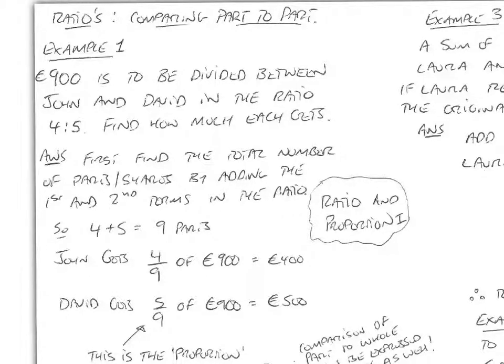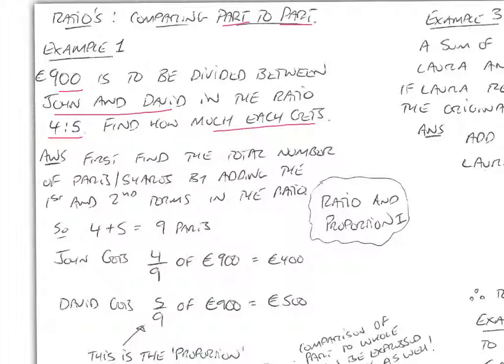So let's start by looking at ratios where we compare part to part. If we have a sum of money and we divide it into two parts, given a particular ratio, then we compare how large or small one part is to the other. For example, if we have €900 and we want to divide it between John and David in the ratio 4:5, let's find out how much each should get.